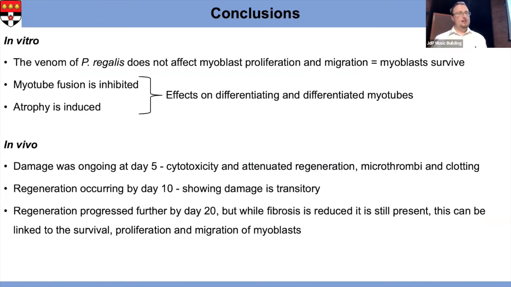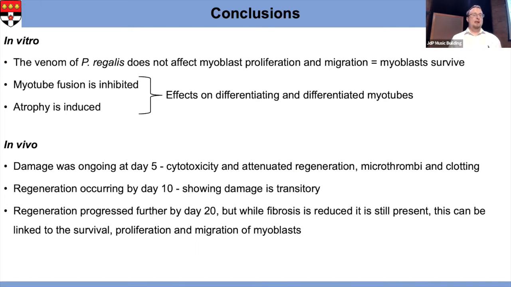So in conclusion, the venom of Pterinochilus murinus does not affect myoblast proliferation and migration, meaning that myoblasts can survive and function. However, myotube fusion is inhibited and atrophy is induced, which means that the venom does have an effect on differentiating and differentiated myotubes.